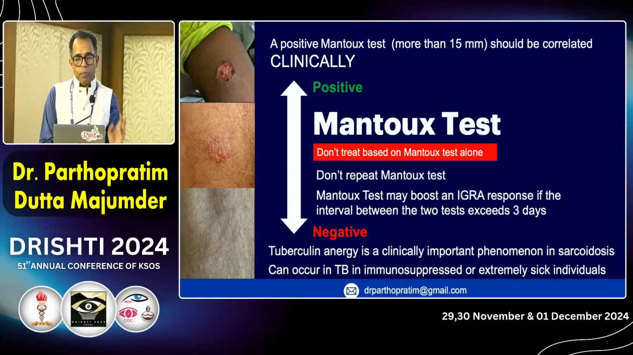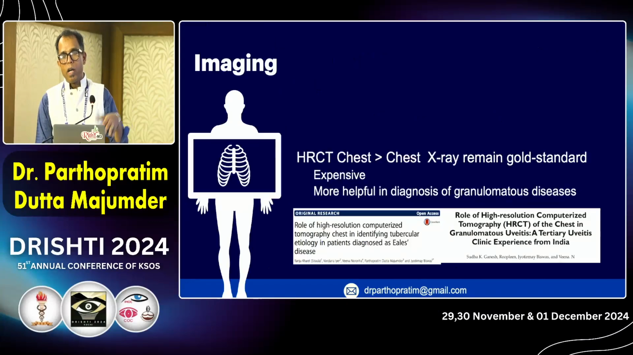Now, Montoux test again is a very important test. If it is positive, you know how to interpret it. But if it is negative, then also it helps, because tubercular anergy is very important in sarcoidosis. It gives you an idea that even if the tuberculin test is negative, it can be due to sarcoidosis. Remember a few things. Don't treat the patient based on Montoux test alone. Don't repeat the Montoux test. And Montoux test may boost the QuantiFERON gamma response if the interval between the two exceeds 3 days. So keep that in mind while ordering both the tests.